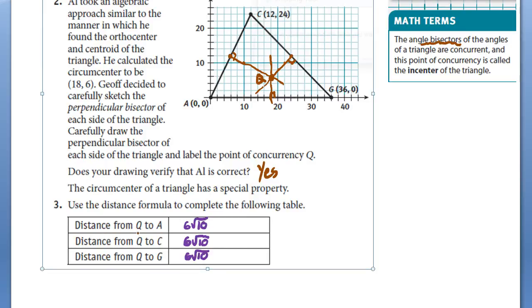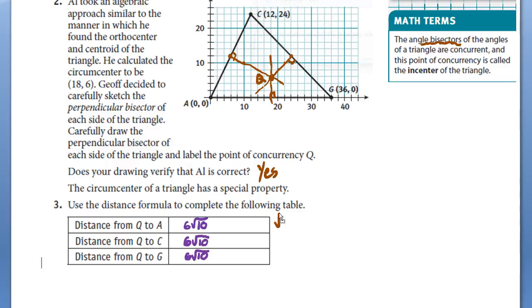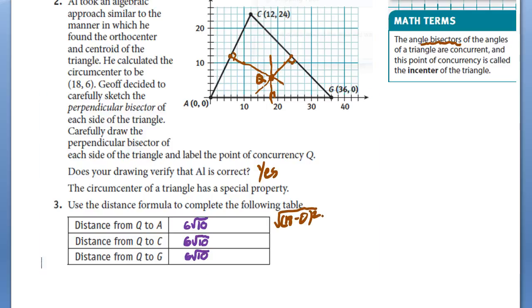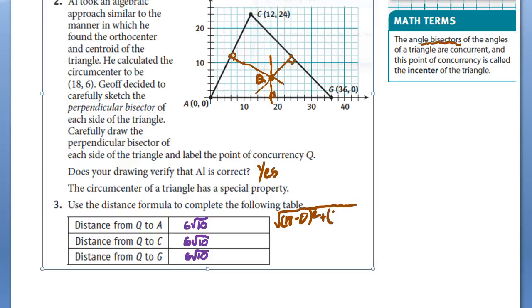Let's find the distance from point Q to point A. So here's Q, the point we just found, and here's A, this vertex of the triangle. We're asked to find this distance using the distance formula. So we would do the square root of the difference of the x coordinates squared. It'd be like this, right? So 18 take away 0 squared plus the difference of the y coordinates squared. 6 take away 0 squared. When you simplify this out, it makes 6 square root of 10.